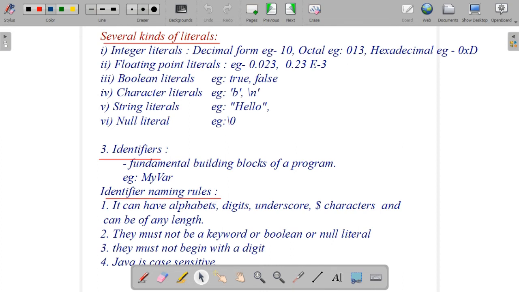Okay, next one is floating point literals. Floating point means decimal values, fractional values will be there. Yes, floating points are the numbers with a fractional point or the numbers having decimal points. These can be written either in fractional form or in exponential form. Example like 0.0036 we can write as a decimal value, or we can write it as 0.36 exponential minus 3. Exponential is indicated by capital E or small e.